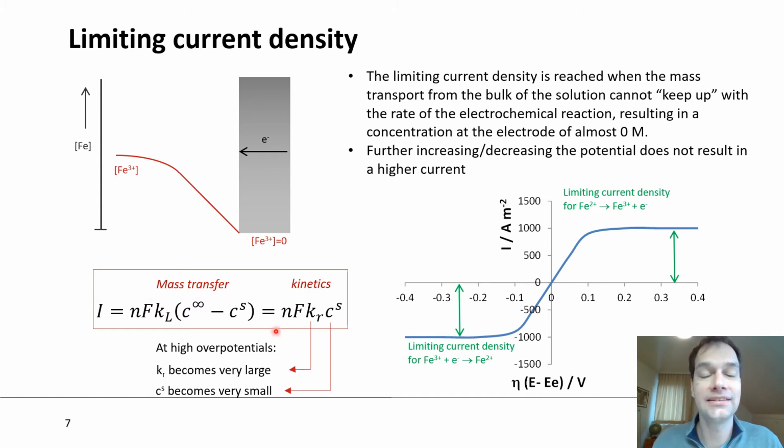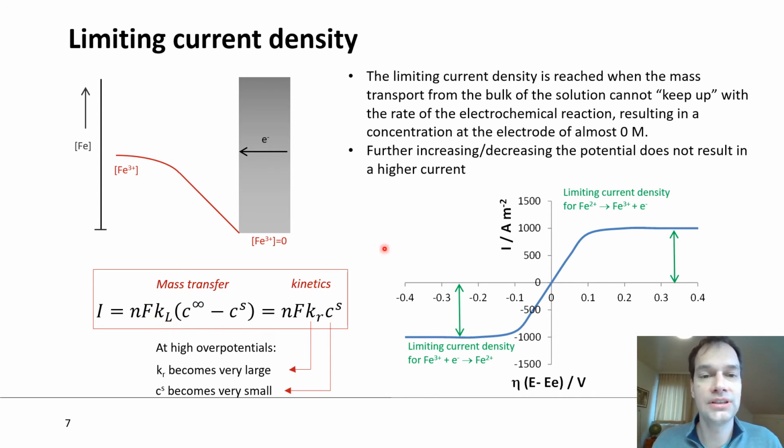On the other hand, the kinetic term is driven by the concentration, also by the concentration at the surface, but also by the reaction rate. And this reaction rate is highly potential dependent. So the higher we make our overpotential, the higher our reaction rate constant. So what does that mean? At the limiting current density, basically we have a very high reaction rate constant, which means we have a very low concentration at the surface, and the mass transfer really determines the rate of the reaction.